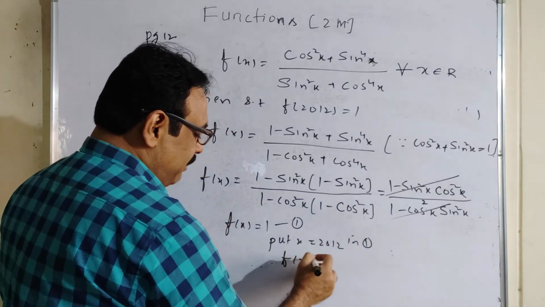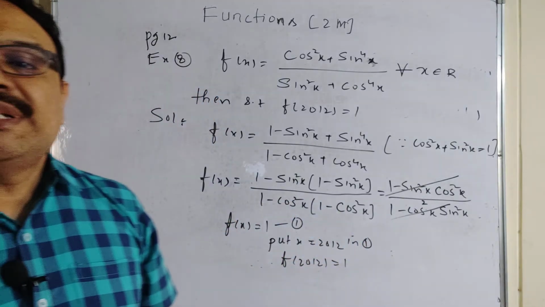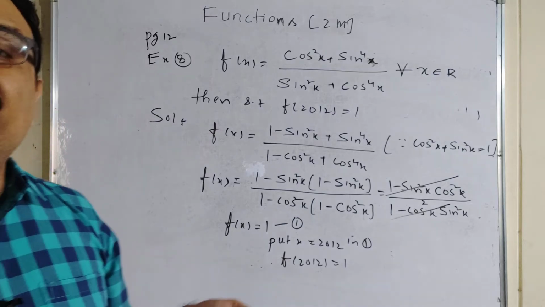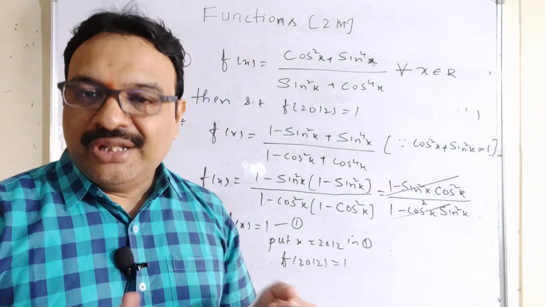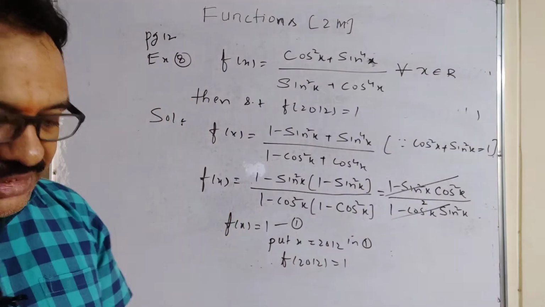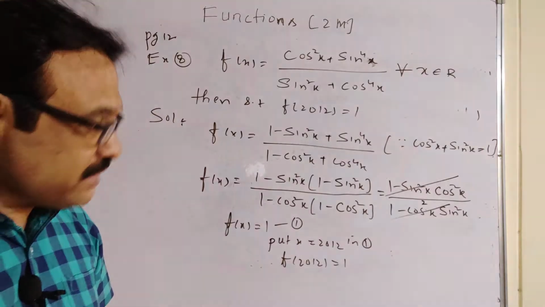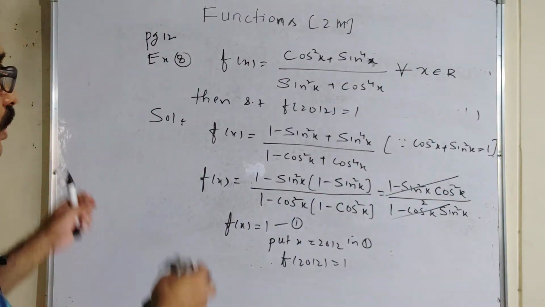Therefore, I am getting f of 2012. The result is nothing but 1. That means if I substitute 2012, or 2021, anything, the result is going to be 1 only. That we need to understand. I hope you understood this problem. Let us go with the next module.